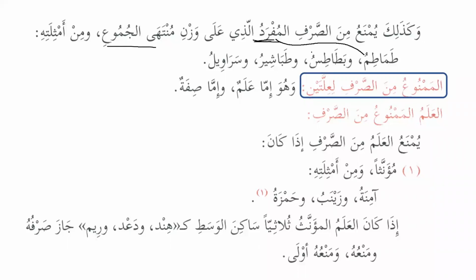For example, مساجد is the plural of مسجد, right? So these are mufrad nouns, singular nouns, but because they are on the pattern of مفاعل or مفاعيل, that's why they are also ممنوع من الصرف, or we call them diptotes.